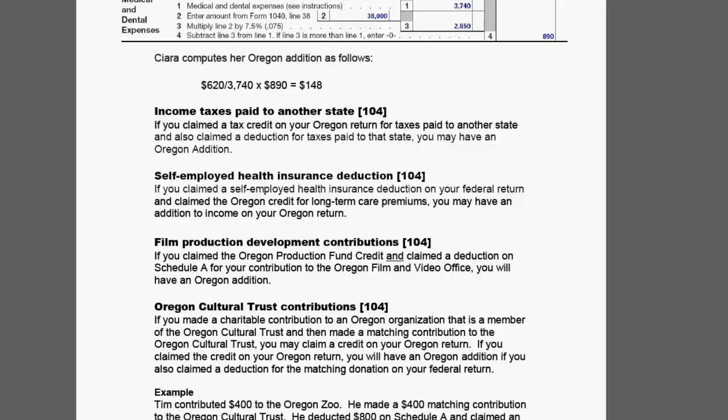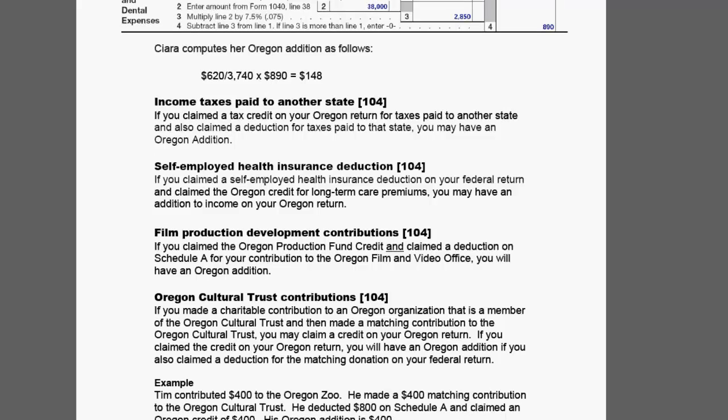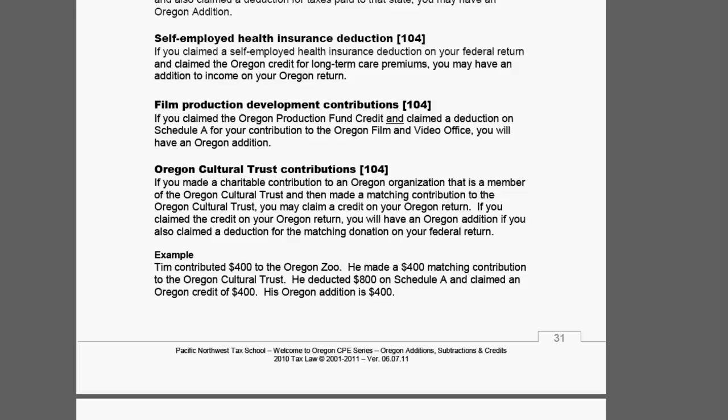Oregon Cultural Trust Contributions. If you made a charitable contribution to an Oregon organization that is a member of the Oregon Cultural Trust and then made a matching contribution to the Oregon Cultural Trust, you may claim a credit on your Oregon return. If you claim the credit on your Oregon return, you will have an Oregon addition if you also claimed a deduction for the matching donation on your federal return. Here's an example. Tim contributed $400 to the Oregon Zoo. He made a matching $400 contribution to the Oregon Cultural Trust. He then deducted all $800 on Schedule A and claimed an Oregon credit of $400. So he will be allowed an addition of $400.